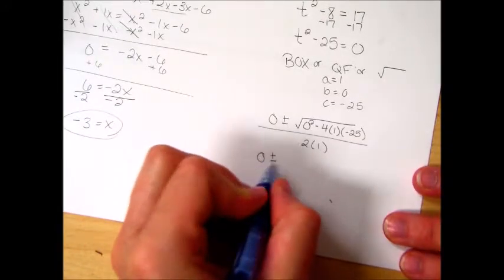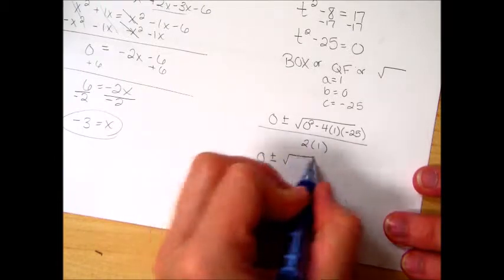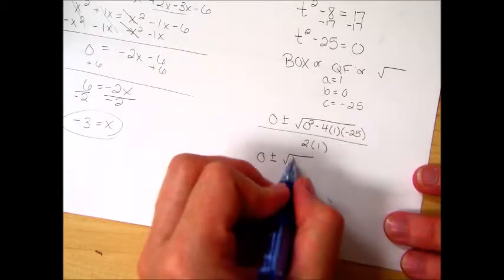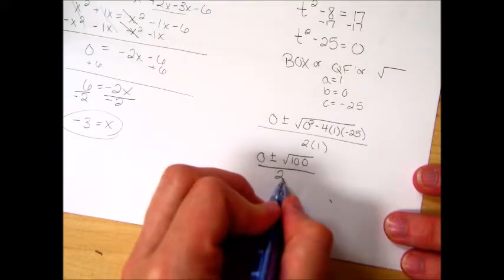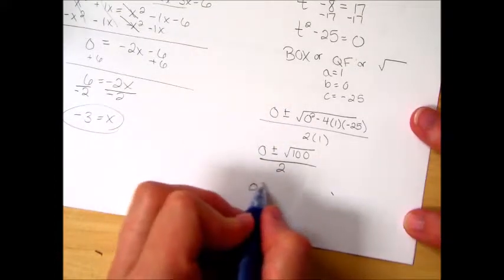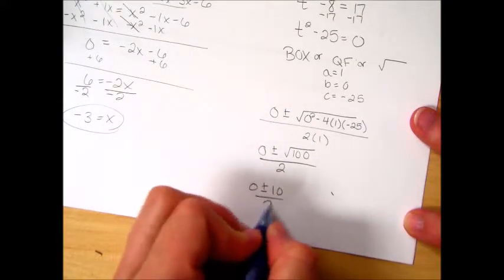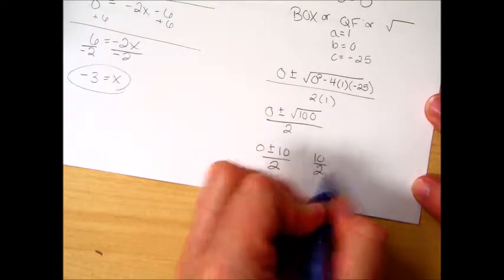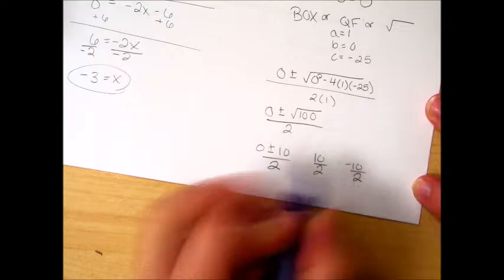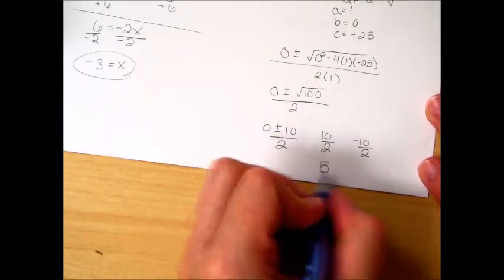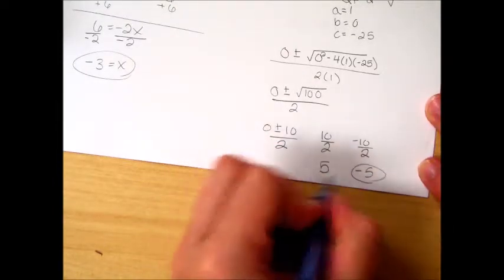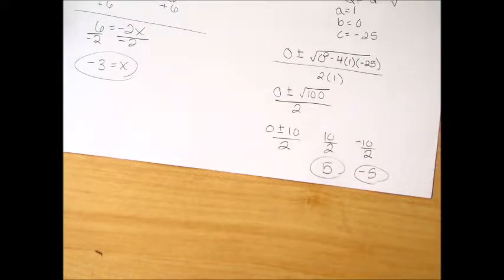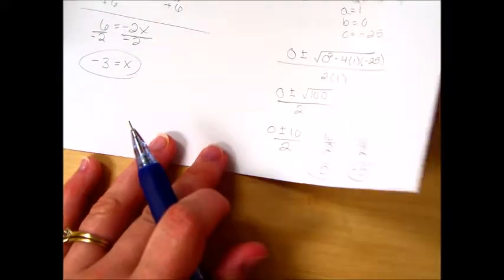That's 0 plus or minus square root of, when you type that in your calculator, you get 100, I hope, all over 2. That's 0 plus or minus 10 over 2 because of the square root of 100. That's a positive 10 over 2 and a negative 10 over 2 when you add and subtract. That becomes a positive 5 and a negative 5 as two answers. We will go back through and check these solutions in a little bit.